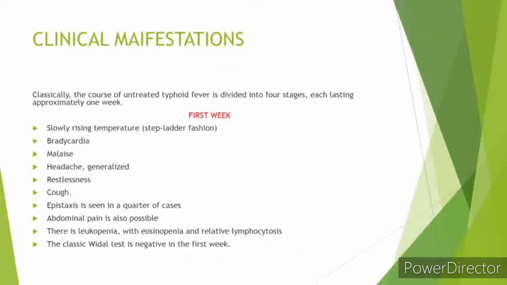Then the clinical manifestations, so here we are talking about the signs and symptoms. We shall group them into 4 stages, and each stage lasts for at least 1 week. The first sign in the first week is rising temperature, in a step-ladder form. Then we shall have bradycardia, weak and slow pulse, malaise, which means general body weakness, then headache, restlessness, cough. Then we shall have epistaxis, which is bleeding from the nose.